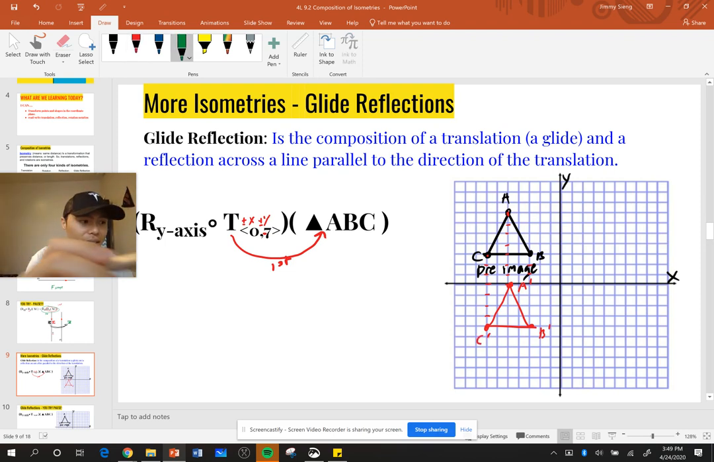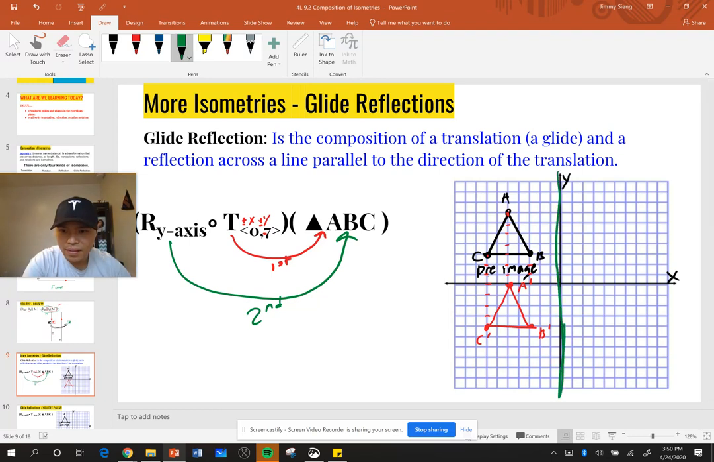And now the second thing I got to do is reflect it on this y-axis right here, right? So this is our y-axis. I got to reflect that now. And there's my line of reflection from that red triangle that we just made, that A prime, B prime, C prime. Again, reflection is just how far away you are from the line of reflection.